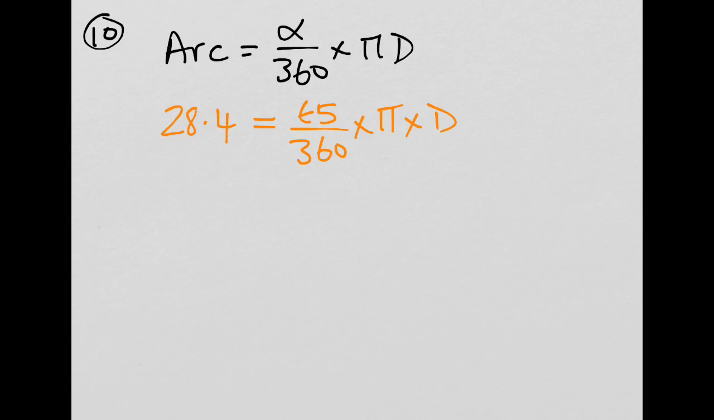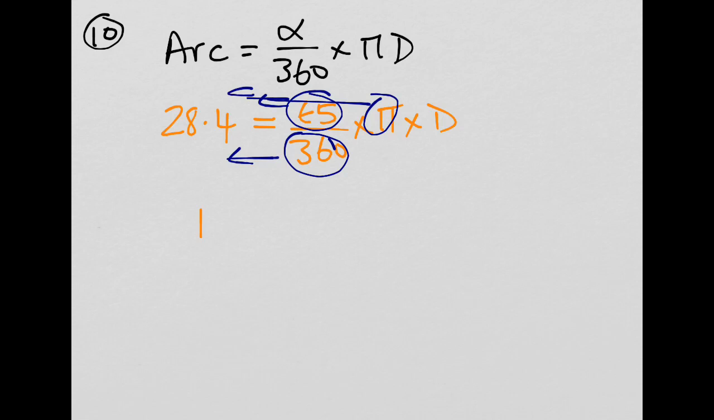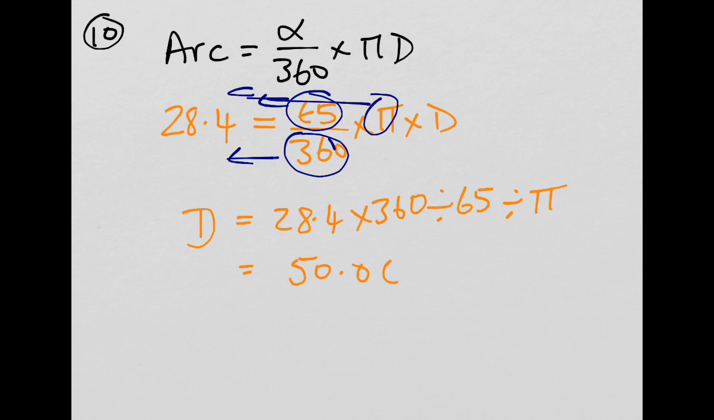So if I rearrange this to get the 65 over that side, the 360 over that side, the pi over that side, I'm going to end up with d is equal to the 28.4 times the 360 when it moves over, divided by the 65 when it moves over, divided by the pi when it moves over, and all of that comes out to be 50.06. Question wanted the radius, so we need to half that number, 25.0 centimetres.